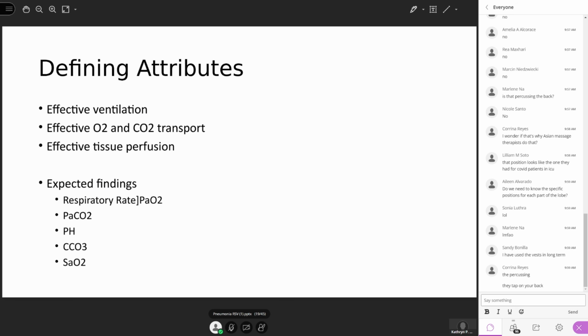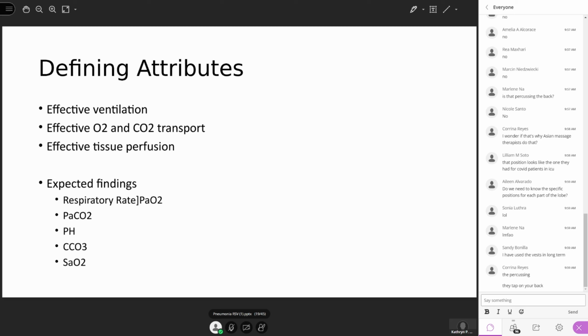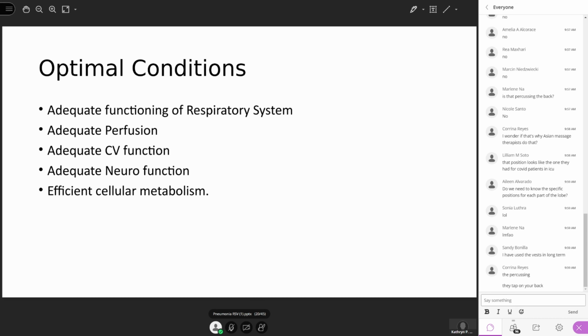I took the concept and then put the defining attributes. So our goals: we want effective ventilation, right? We want our patient to breathe well. And we talked about choking and those kinds of things. We want effective oxygen and carbon dioxide transport. We want good tissue perfusion. So these are the things that we're going to be assessing for. And these are all on the concept cards.